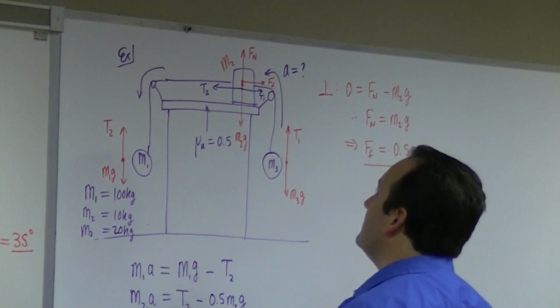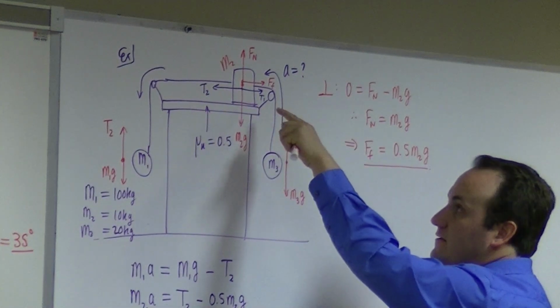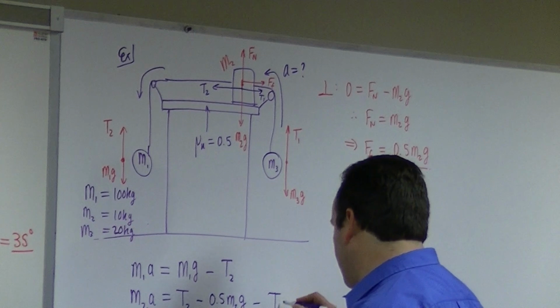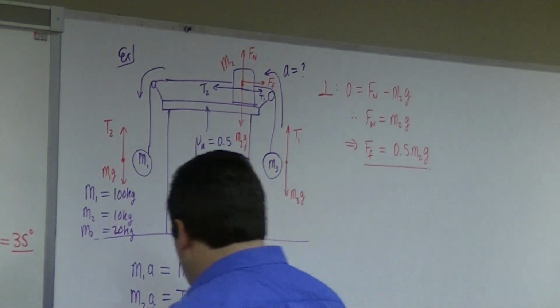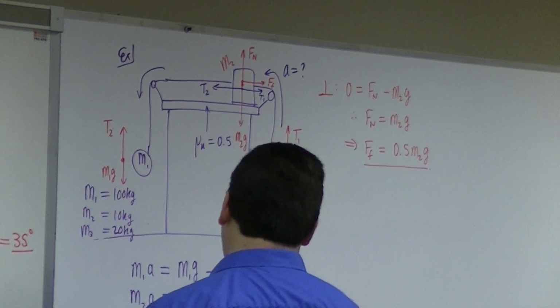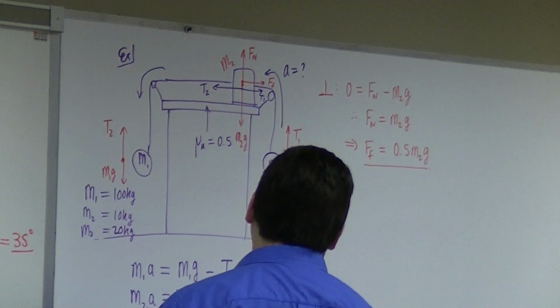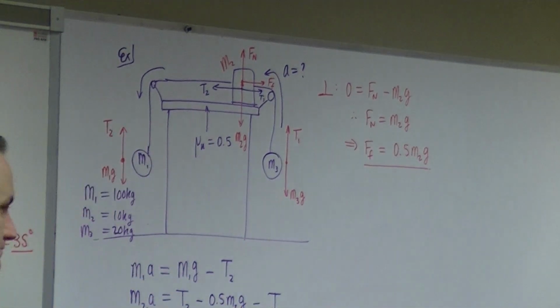Where was I? Oh, what other forces are there on M2? I got my T2. I got my T1. Oh, I don't got my T1 yet. So minus T1. Is there anything else horizontally on M2? I think that's it. The free-body diagram helps keep us honest. M3A is, okay, so T1 is in the positive direction this time, and minus M3G. All right, we've got 3 equations and 3 unknowns. What are the 3 unknowns? Tension 1, tension 2, and the acceleration.